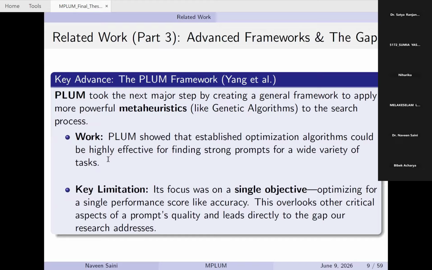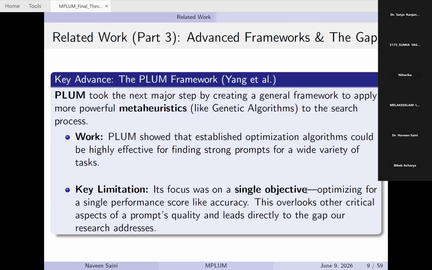But what was the challenge? Because it is a search problem, it is an iterative procedure. In every iteration, for example, in one iteration we have 10 prompts, it will find the best prompt, then go to the second iteration, then again find the next best prompt, and keep doing this until we find the overall best prompt. So what was the limitation here? It focused on a single objective.